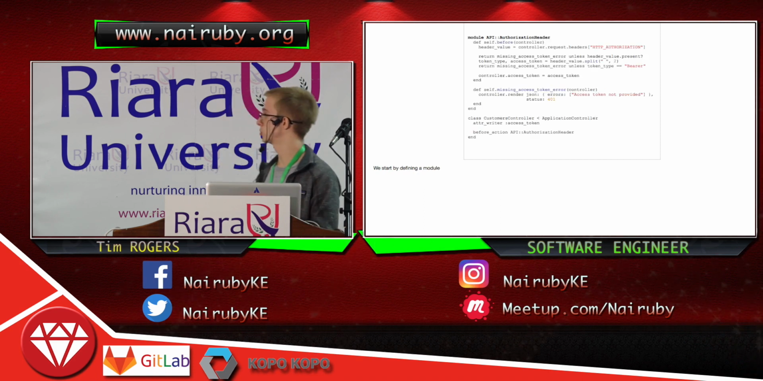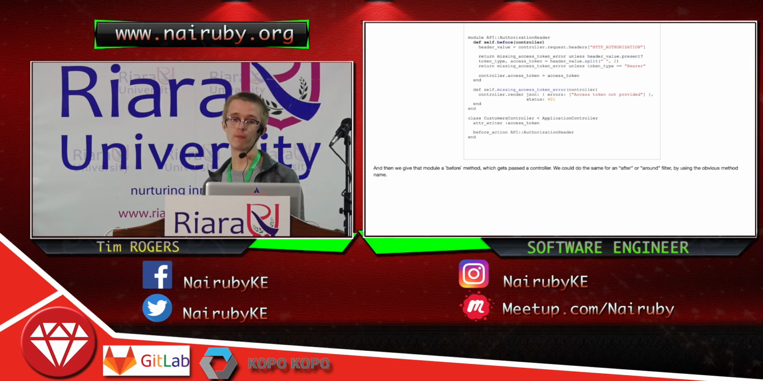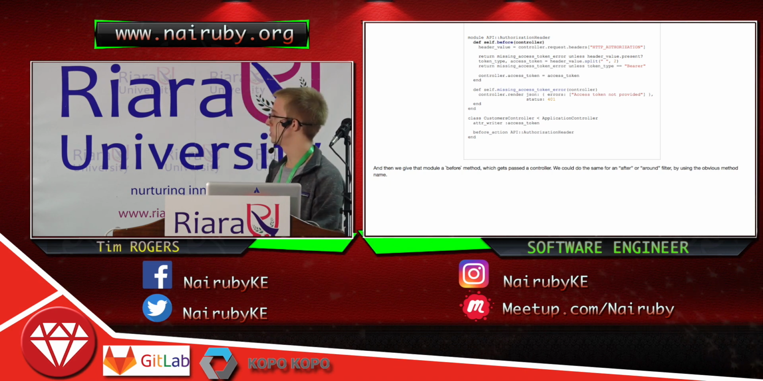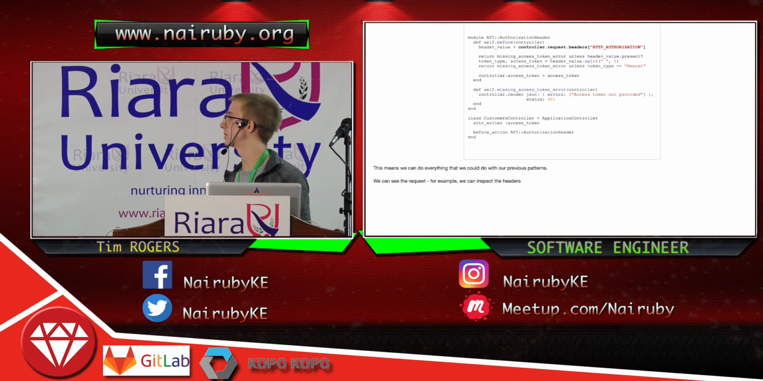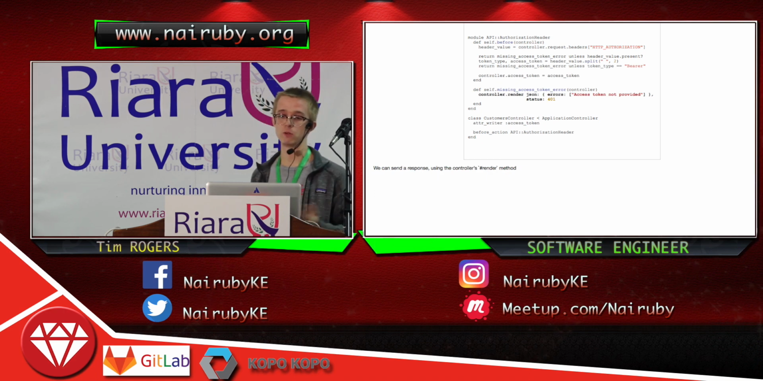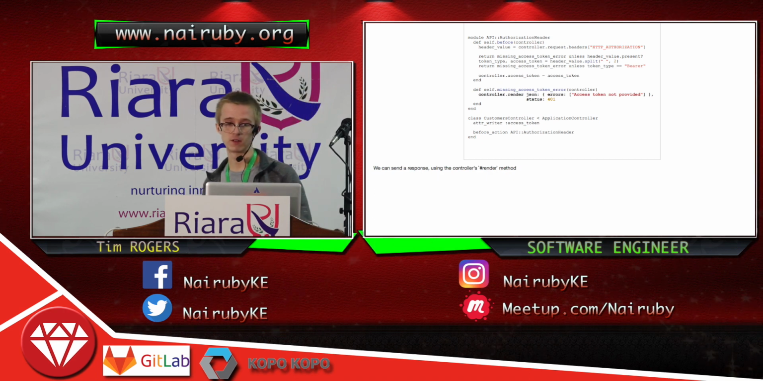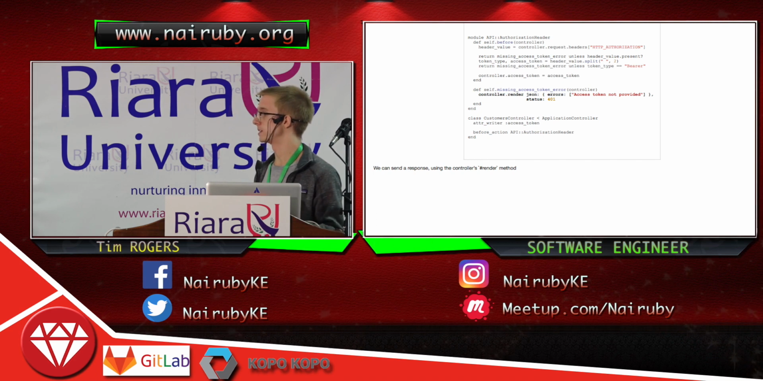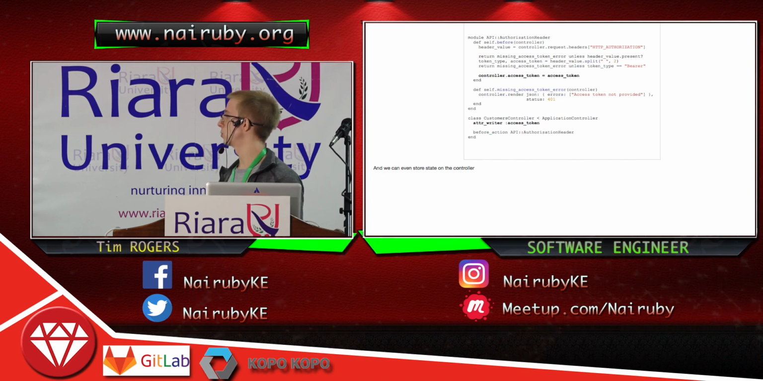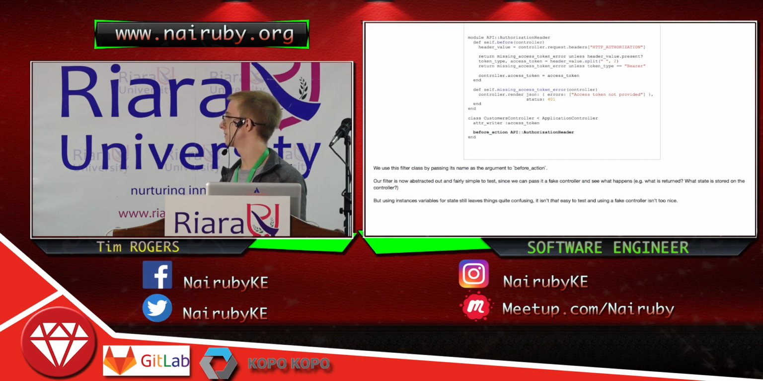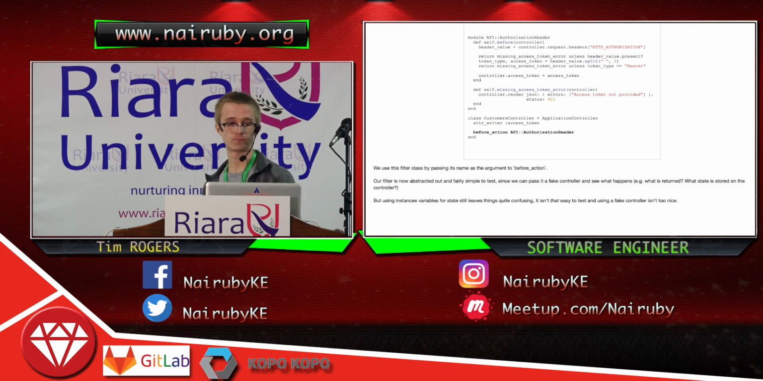We start by defining a module, so again, we'll call it APIAuthorizationHeader. And then on that, we define a before method, which gets passed a controller. We could do the same thing for an after or around filter, using the obvious corresponding method name. This means that we can do everything that we could do with our previous patterns. We can see the request, so we can inspect the headers. We can send a response using the controller's render method. And we can even store state on the controller, so for example, storing the access token to use later.